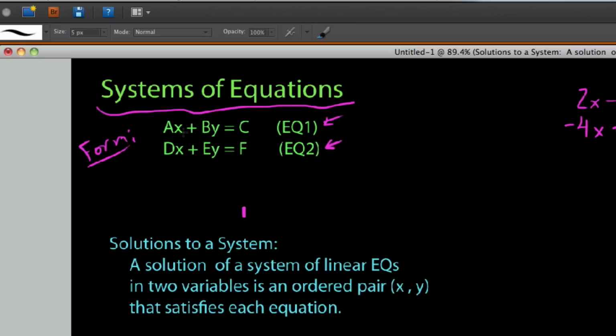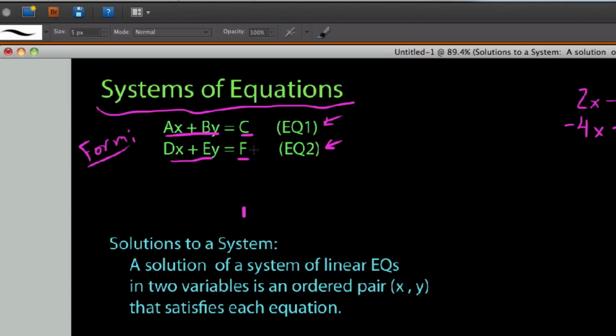So the first would be ax plus by equals c, where all of our variables are on the left side of the equation and all of our constants are on the right. And the second equation, we'll just call it dx plus ey equals f, where this is also in standard form.